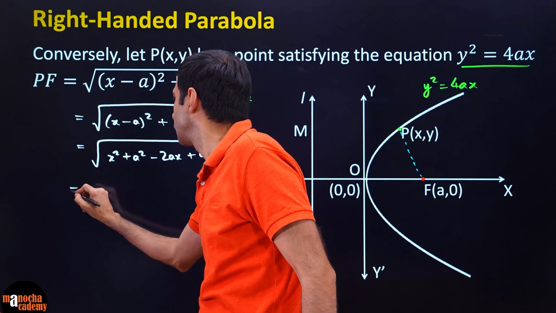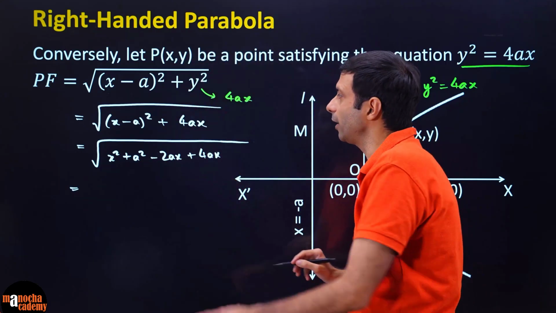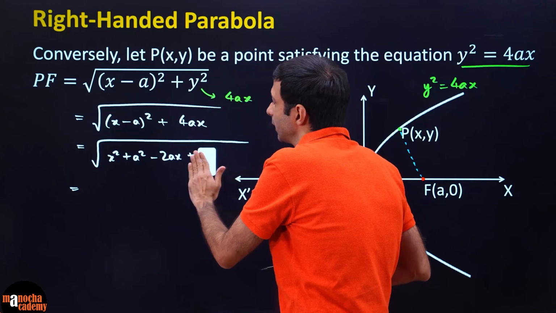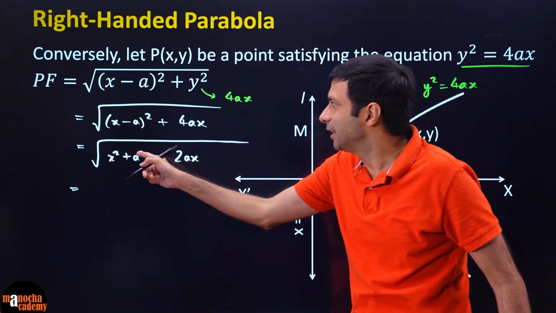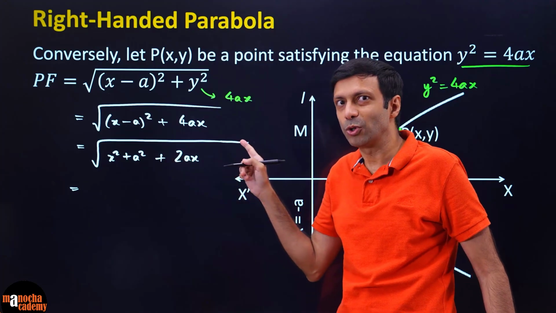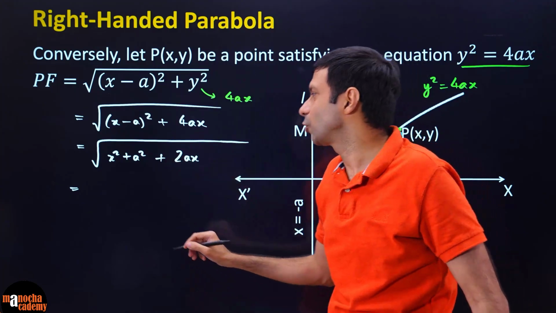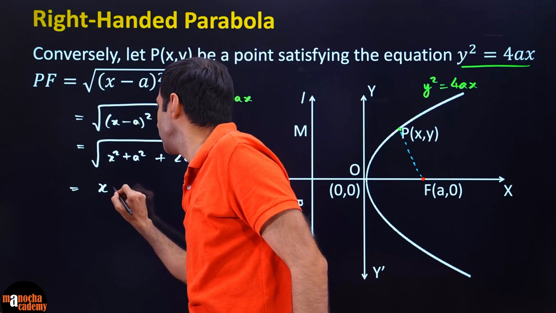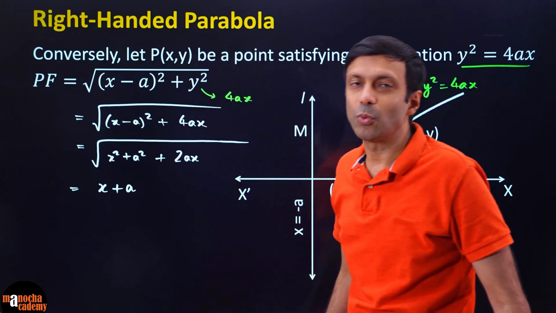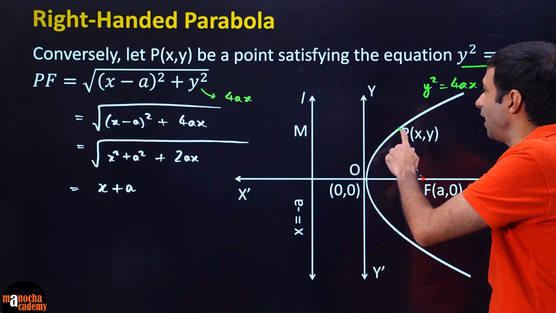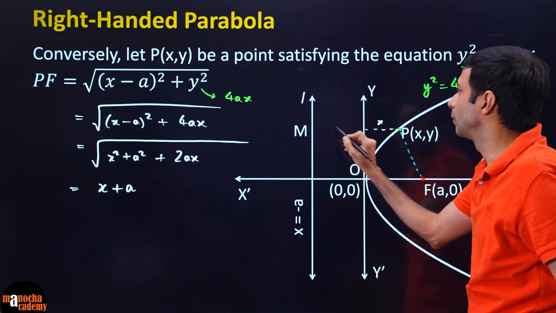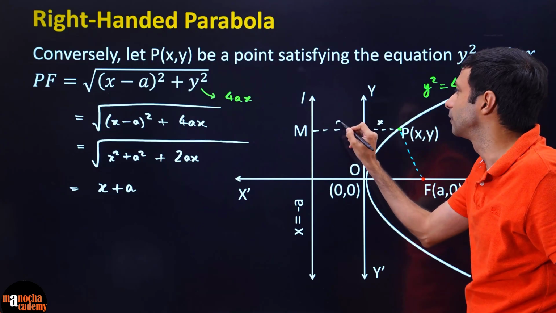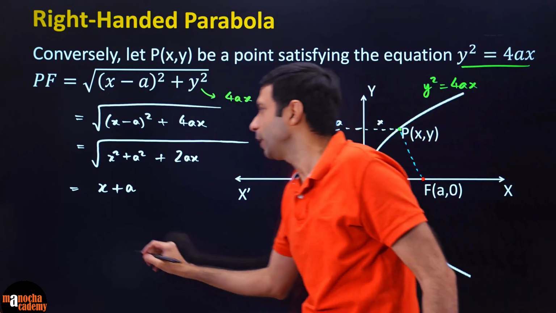So basically what will you get? Square root of x square plus a square, and minus 2ax plus 4ax is plus 2ax. Isn't this inside the square root (x plus a) whole square? Yes. And if you take the square root of that, you're going to be left with x plus a. And guess what? What is x plus a? x plus a is exactly the distance from the directrix. So can I not say that's equal to PM?